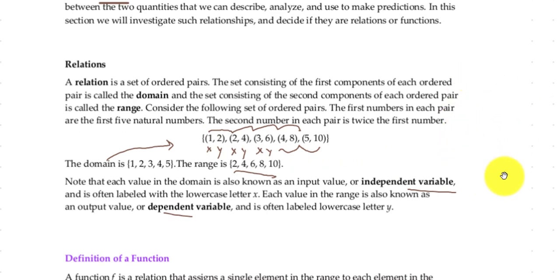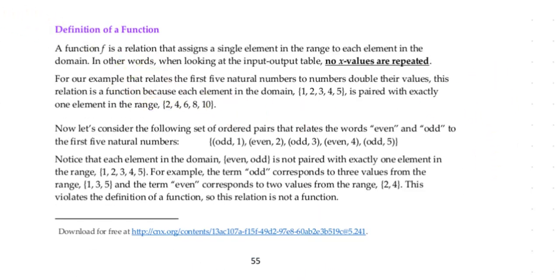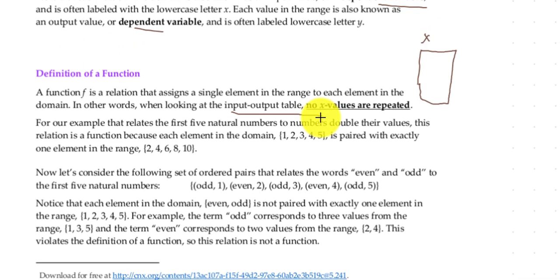Let's keep going. So it says definition of a function. One way to think about it is it's a relation where each input has one output. Let's see what they've written here. They mention if we're looking at an input-output table, no x values are repeated. So here's an input-output table. If this is x and y, what they're saying is 1, 2, 3, 4, 5, 6. If these were the ordered pairs, if you look at my x column, none of the x values are repeated. So this table would represent a function.